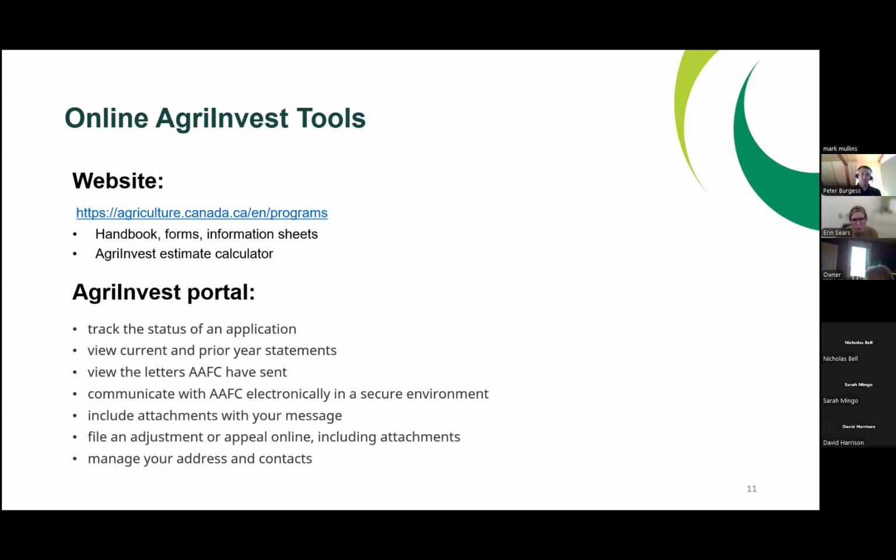And the AgriInvest portal, also known as the AAFC portal. A lot of Nova Scotia producers are not using this portal, so I just wanted to, again, let them know that it is available. A lot of people are going online for different forms and so on, so you can track the status of your application there. You can view your current and prior year statements, review all the correspondence through AAFC, and you can also communicate with them as well. So again, these are just for your information.